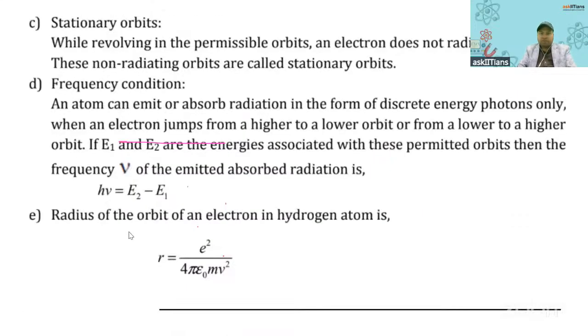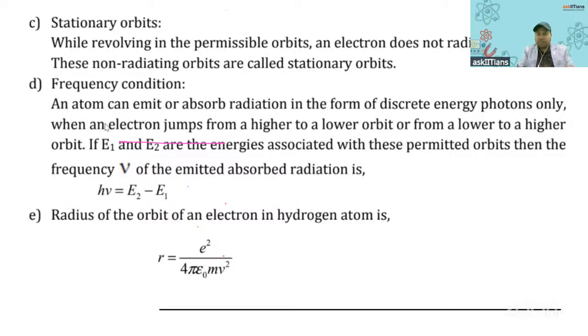Then we have stationary orbits. The stationary orbits are what? These are the non-radiating orbits, right? That's what Bohr suggested. That these are the permissible orbits. That when an electron revolves in these orbits, it will not radiate energy, right?